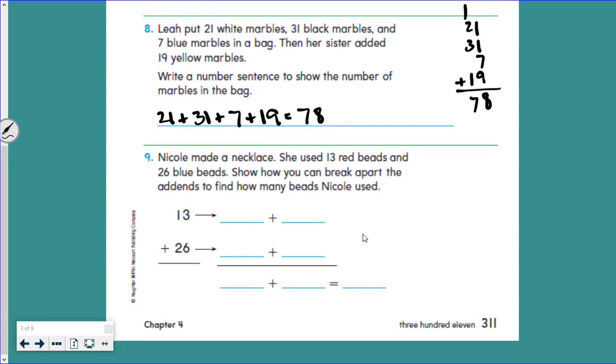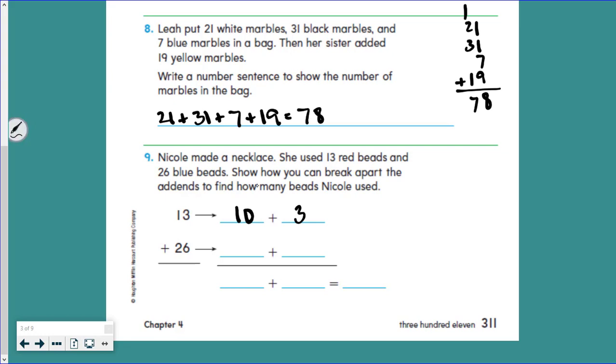Then the last one for this page, Nicole made a necklace. She used 13 red beads and 26 blue beads. Show how you can break apart the add-ins to find how many beads Nicole used. Oh, this is easy. We did this before. Okay. So when we first learned how to do two-digit addition. So 13 is 10 plus 3. Right? And so you do the rest. Pause your video, work through the rest, and then we'll check it together.